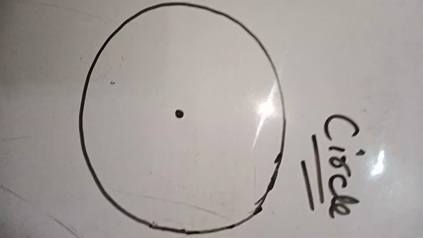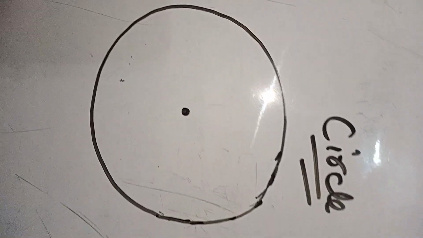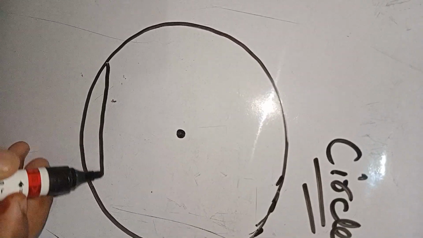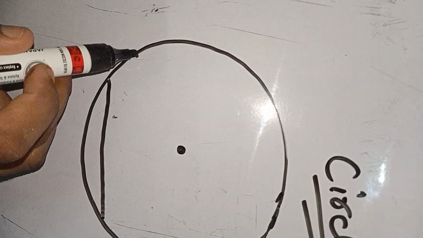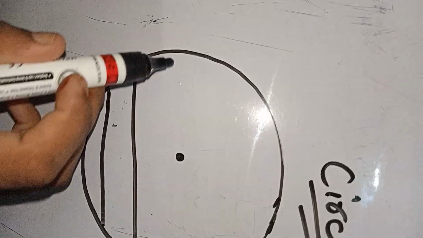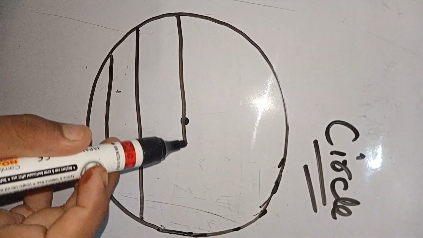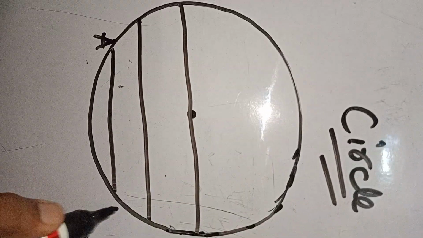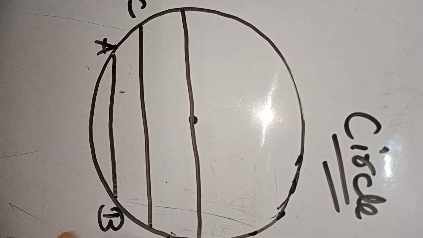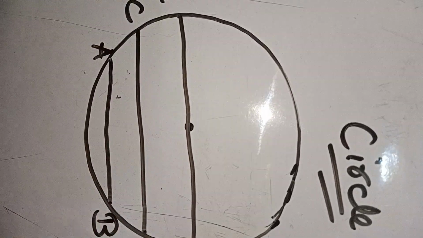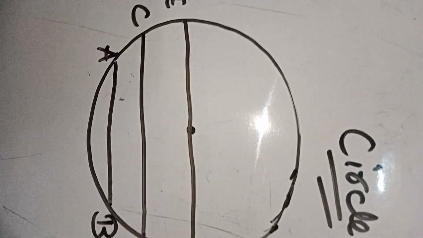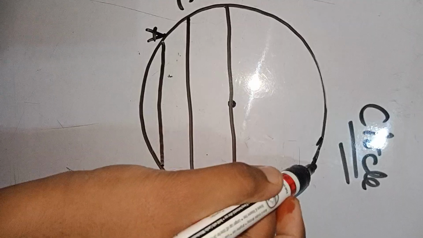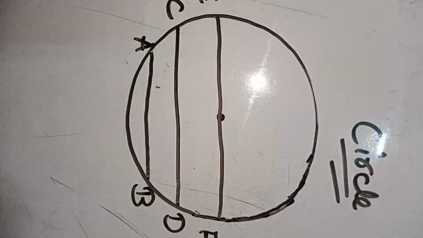Okay, now let's know what is a chord. When I put one line here, I will mark as A, B, C, D, E, F. Okay, I marked like that. So I think that you know what is circumference, that it is a path, called circumference.